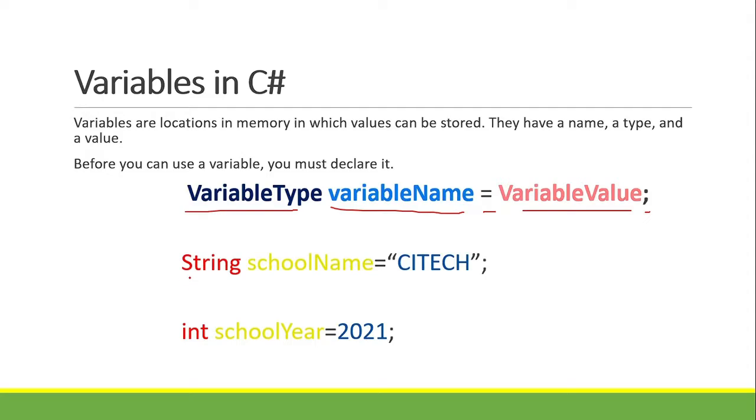Okay, let's see kung ano ba yung nasa ilalim. So, variable type string, variable name school name, equal, variable value Scitech, and then semicolon. Here naman, variable type, variable name, equals, variable value, and then semicolon. So, alamin natin isa-isa kung ano ba si variable type, variable name, and variable value.